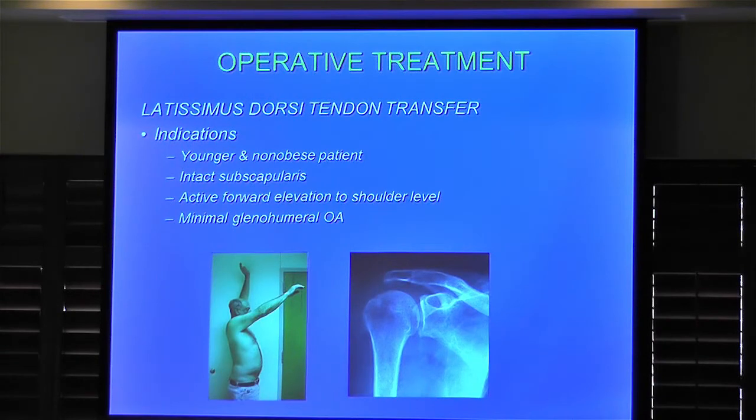You want to do a latissimus dorsi transfer in the right patient. They need to be younger, and that's very subjective. There's not a specific age requirement. A non-obese patient, because a bigger arm means a bigger lever arm, more stress on the repair, and you're not going to have as good a result. And they need to have active forward elevation to the shoulder level and minimal glenohumeral arthritis. Here you can see they still have some type of coupling of what's left of their anterior and posterior cuff. Their acromial-humeral interval's intact. This gentleman's able to get up a little higher than shoulder level, likely a better candidate.